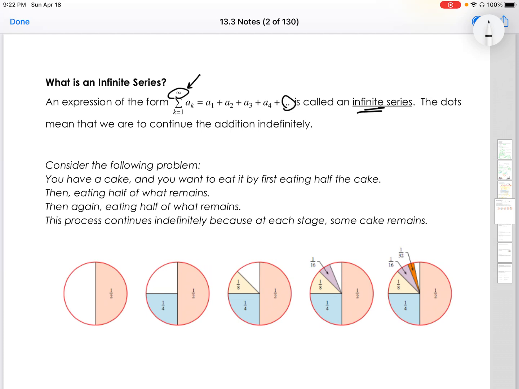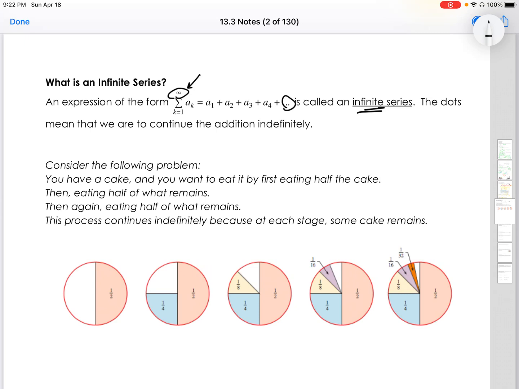So let's consider this problem. You have a cake, and you want to eat it by first eating half the cake. Then you want to eat half of what remains, then again half of what remains, and continuing this process indefinitely, because at each stage some cake is going to remain. You can always have half of it, even if it's microscopic. We could be cutting all the way down. Now, does this mean we can't actually eat the entire cake? Well, of course not. I mean, logically, we know it's possible.